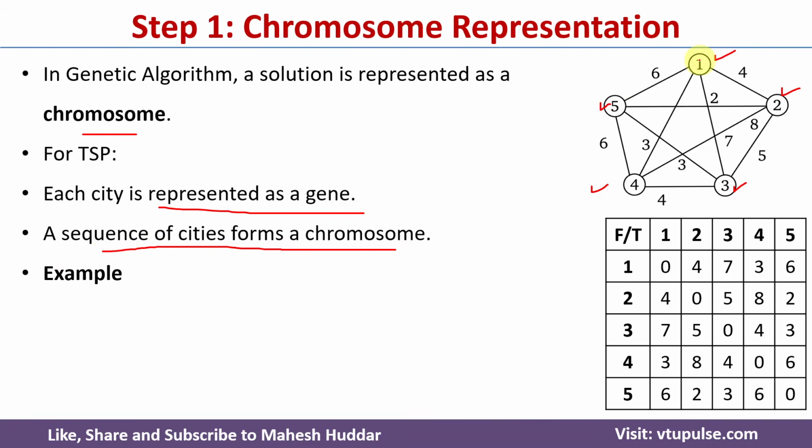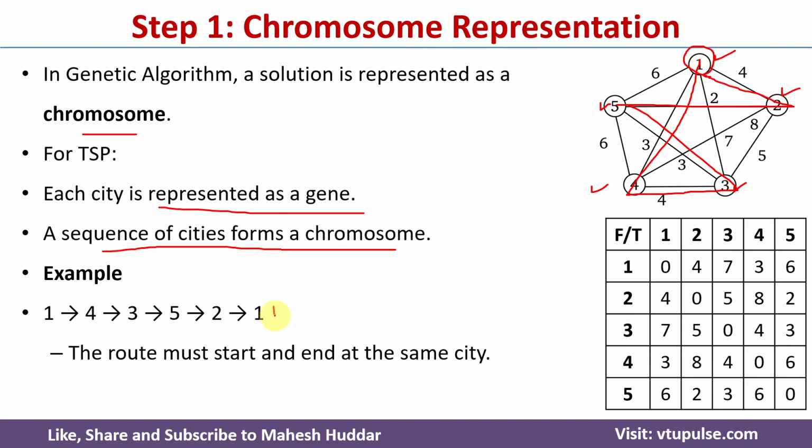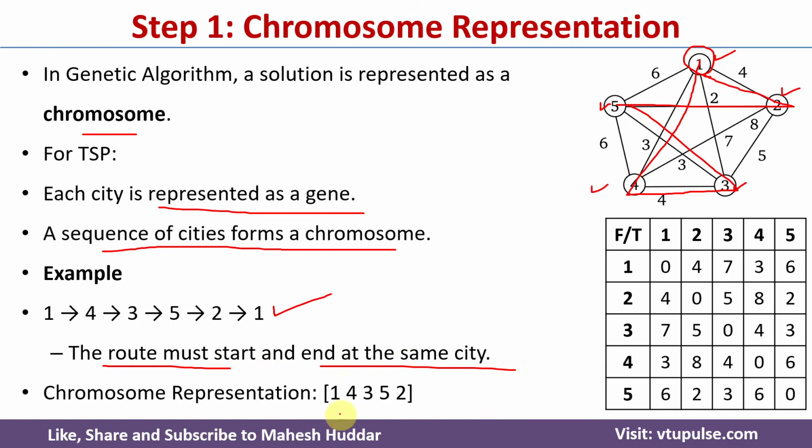For example, the route is from 1 to 4, then to 3, then to 5, then to 2, and it will come back to the original city, that is 1. So that is what I have written here. The route must start and end at the same city. So internally, the chromosome is represented as 14352.